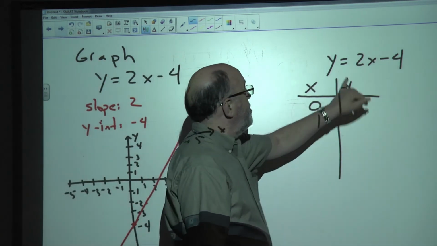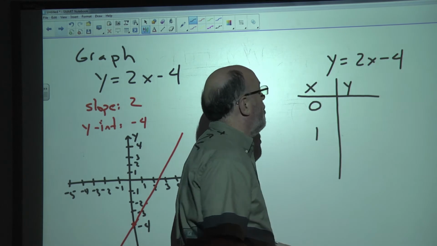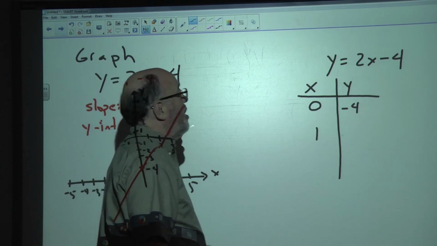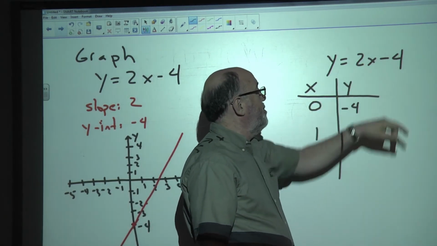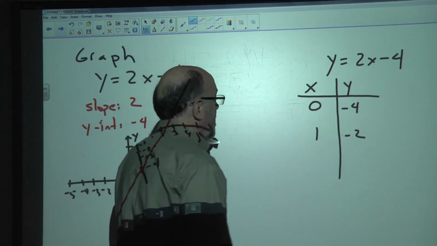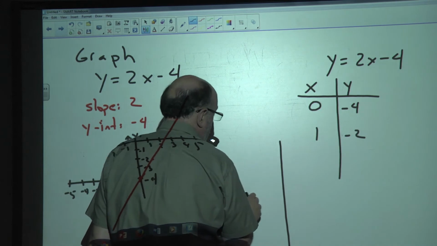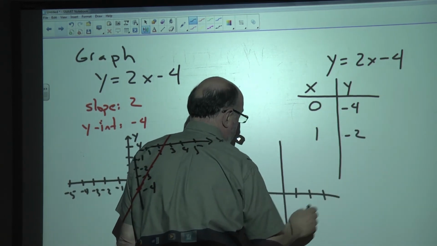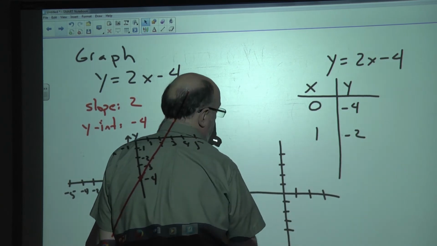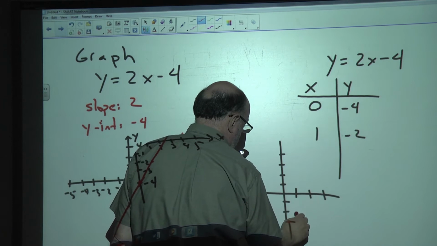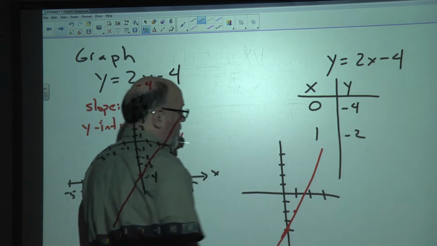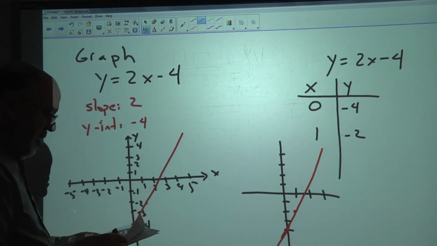And so if x is 0, 2 times 0 is 0, 0 minus 4 is negative 4. Right? And then if x is 1, 2 times 1 is 2, minus 4 is negative 2. And that gives us our 2 points. And then we can plot those points on the graph. And so we have 0, negative 4, 1, negative 2, and we get our line. Right? So a couple ways of doing that.